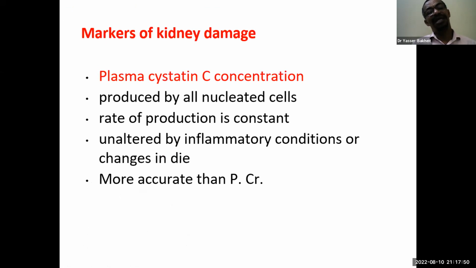The other biomarker to calculate the GFR is the plasma cystatin C concentration. It is produced by all nucleated cells, and the rate of production is constant. So it is more sensitive than the serum creatinine, unaltered by inflammatory conditions or change in diet, and more accurate than plasma creatinine.